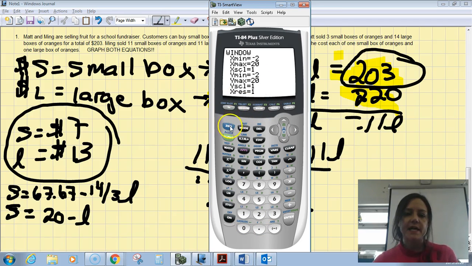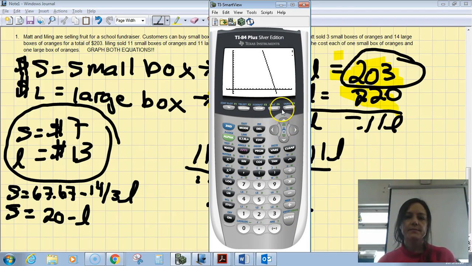And actually, I'm going to turn off my stat plot because I know I have one on, and I don't want those dots to get into the middle of my graph. Then go back, and since I fixed the window, I should just be able to hit graph. Cool. Look, you guys, and there's my answer.